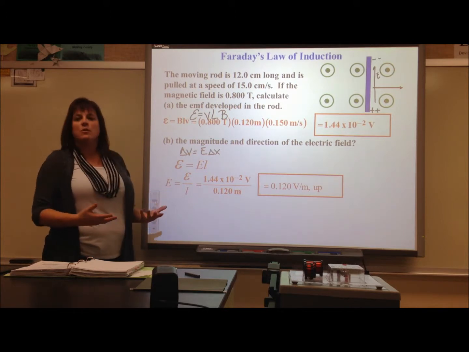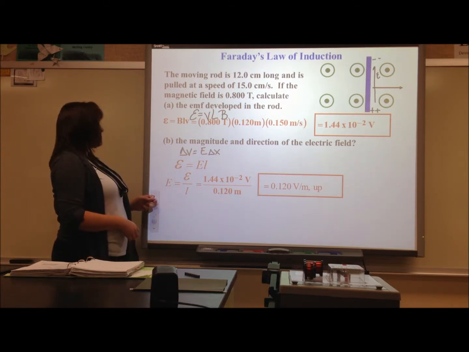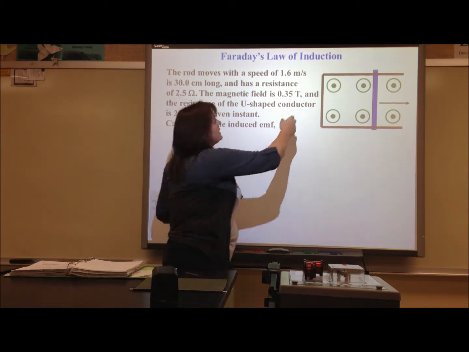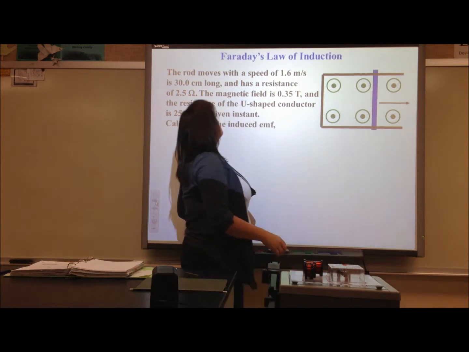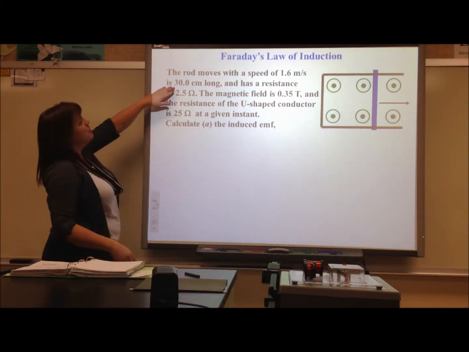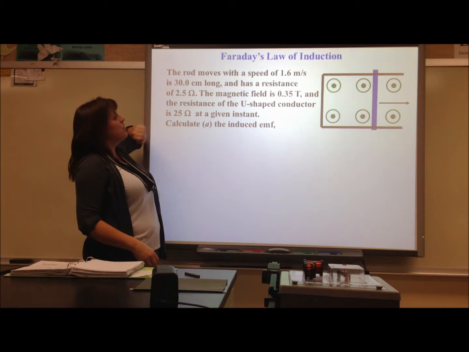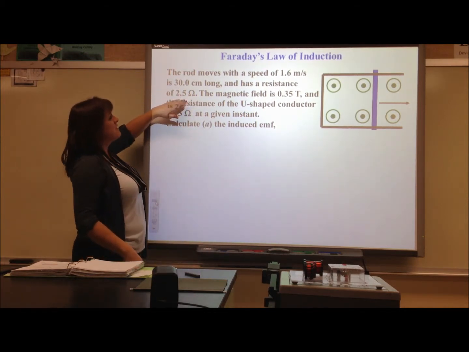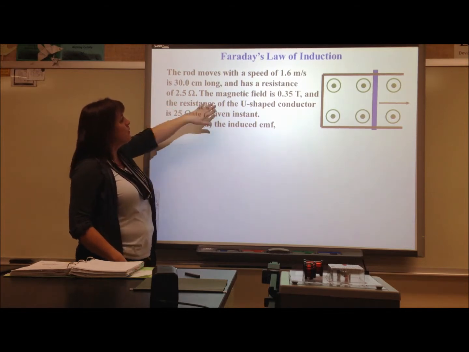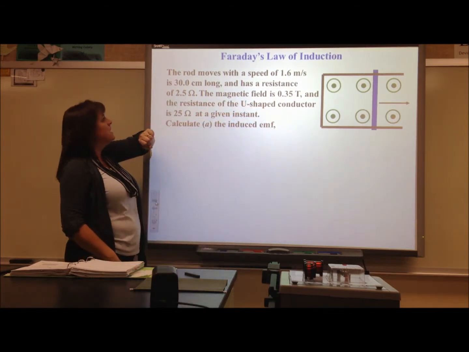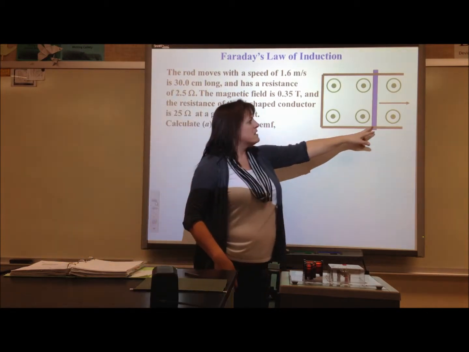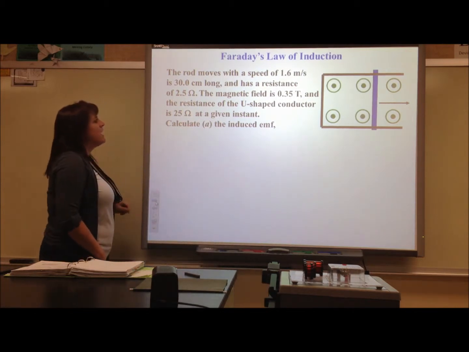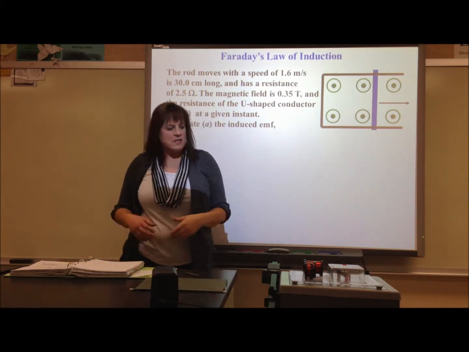All right, now let's throw a wire on this. Let's put this conducting bar on a rail. Now we're going to pull it so that it moves with a speed of 1.6 meters per second. The rod itself is 30 centimeters or 0.3 meters. Ooh, now I've got a resistance. It has a resistance of 2.4 ohms, the magnetic field 0.35 Tesla. Ooh, and the conductor that it's sitting on also has a resistance, 25 ohms at any given instant.